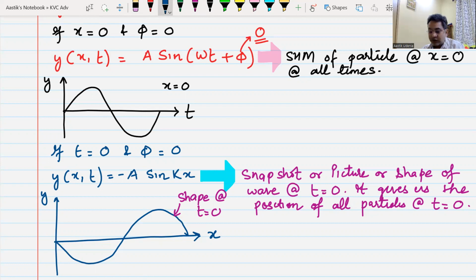Do we understand what is meant by this wave equation, or has it gone above our head saying bye bye? Sir, what ho gaya sir? Leave me sir.